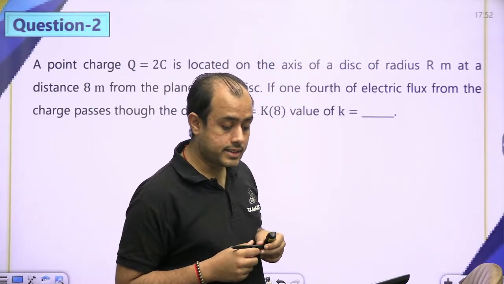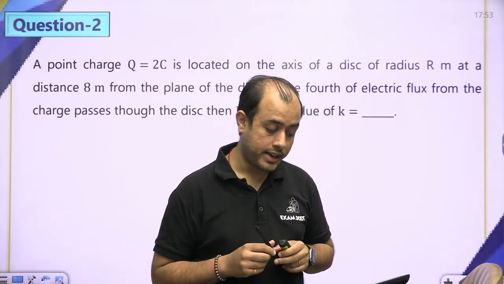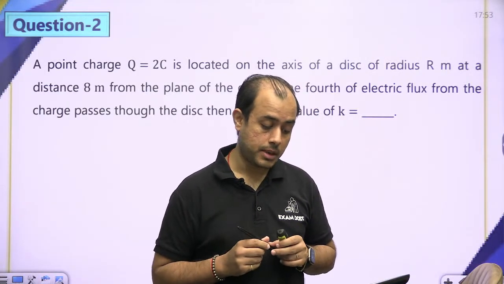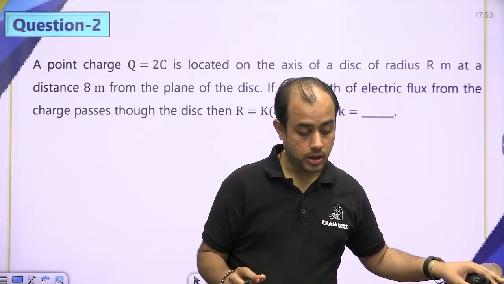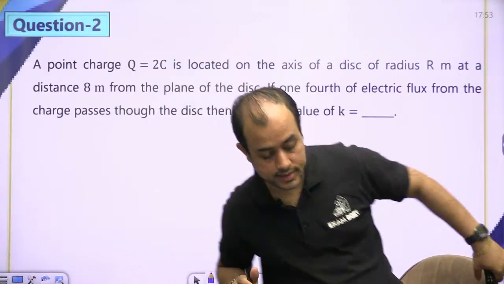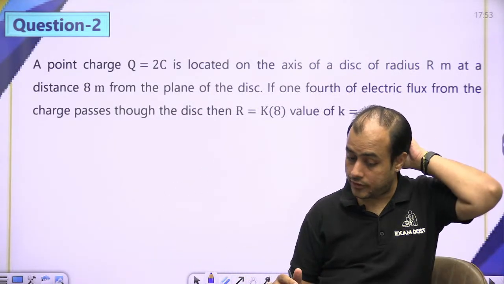A point charge is located on the disk of radius r meter at a distance 8 meter from the plane of the disk. If 1/4 of the flux from the charge passes through the disk, then r equals k into 8. What is the value of k?